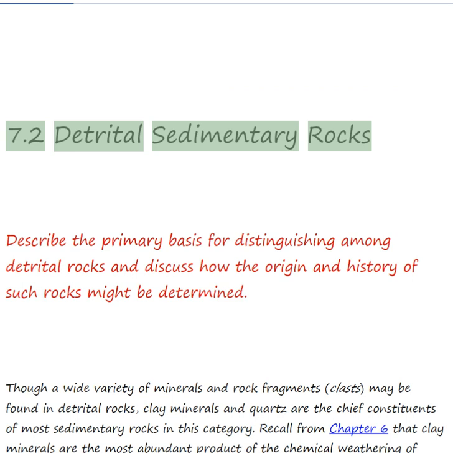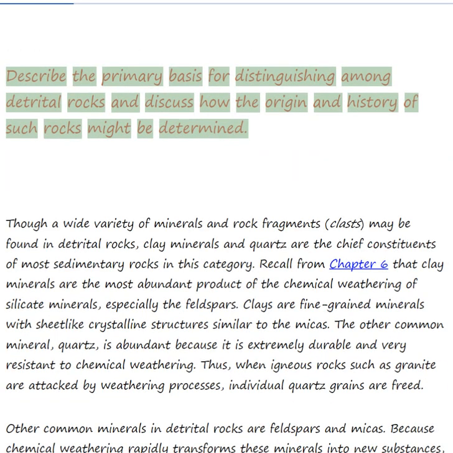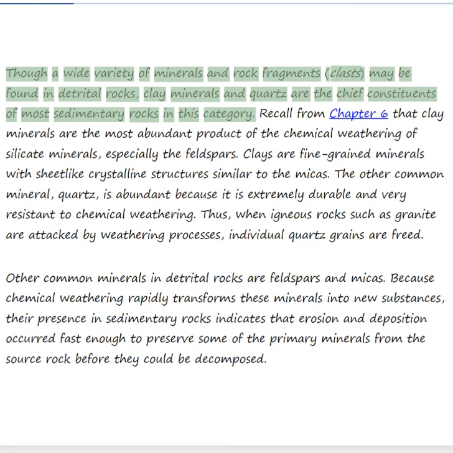7.2 Detrital sedimentary rocks. Describe the primary basis for distinguishing among detrital rocks and discuss how the origin and history of such rocks might be determined. Though a wide variety of minerals and rock fragments may be found in detrital rocks, clay minerals and quartz are the chief constituents of most sedimentary rocks in this category.